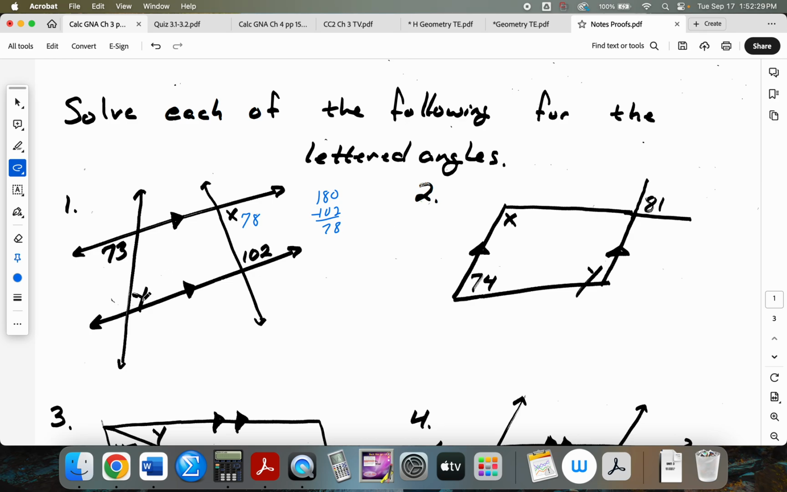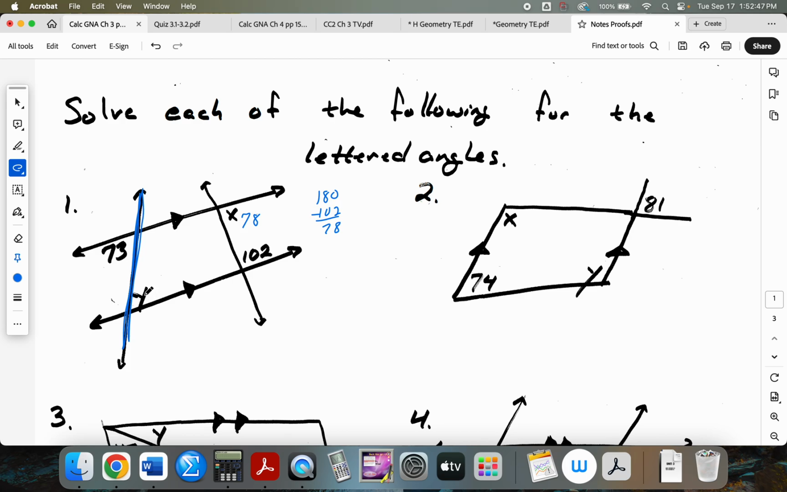Then when I want to find angle y, again, I don't want to go left and right because then I'm going with the parallel line. I want to cross the parallel line. So I want to be going this way, cross the parallel lines.